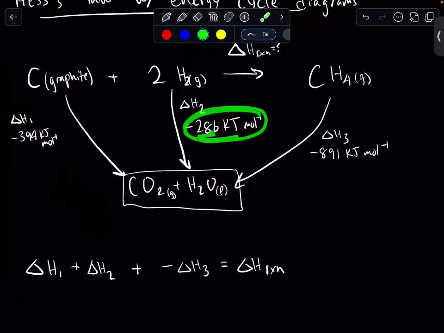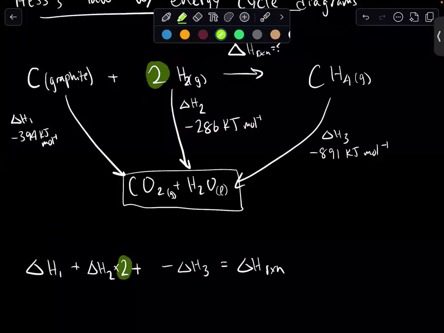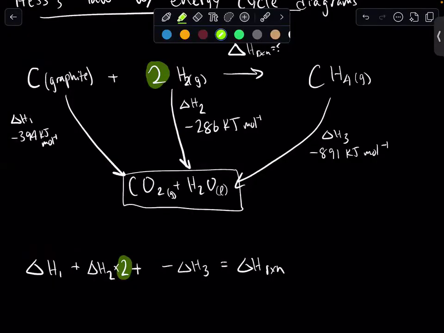The one issue we have that we have to make clear right away is I see this value says kilojoules per mole. But I'm using 2 moles of hydrogen, not 1 mole. So I'm going to have to multiply my H2 by 2 just to rectify the fact that we have 2 moles here. We need to make sure we have 2 moles, as this is a per mole value.